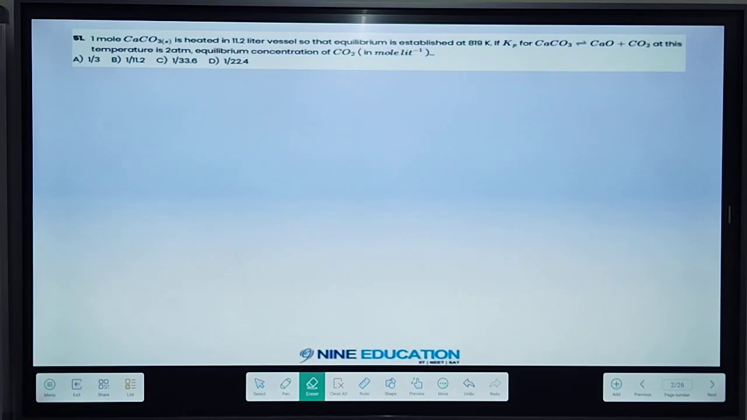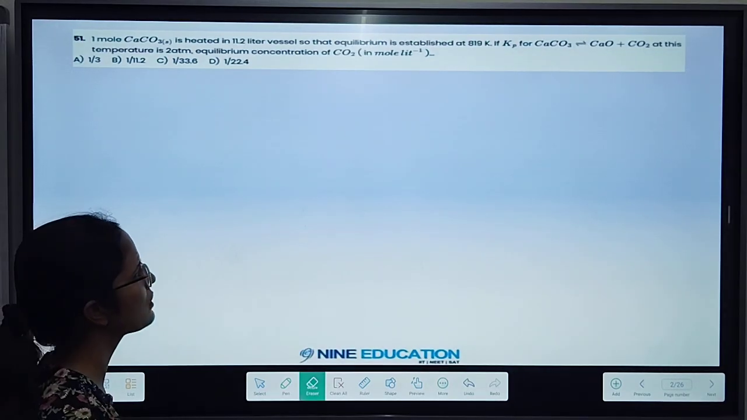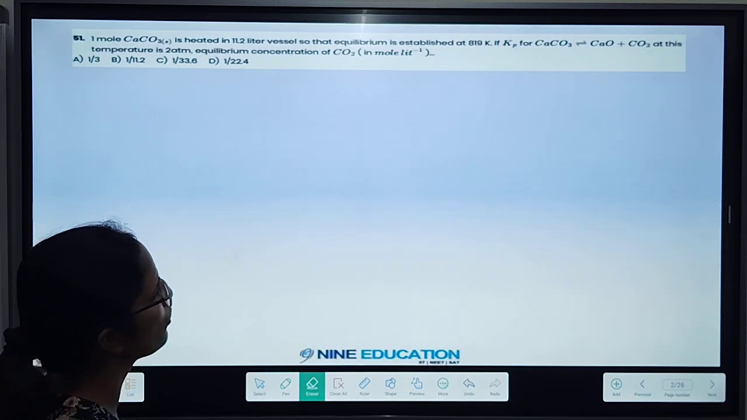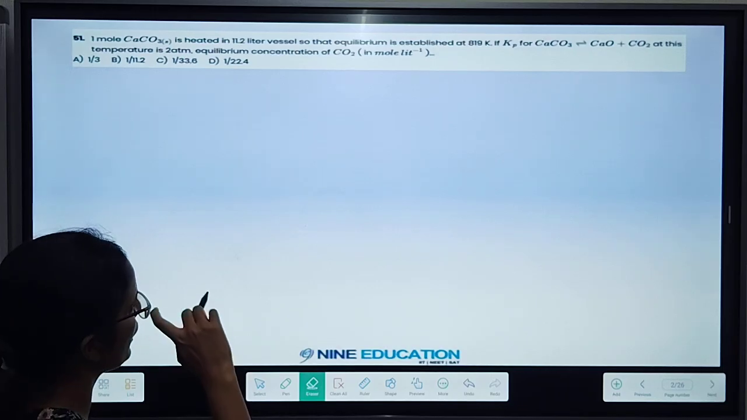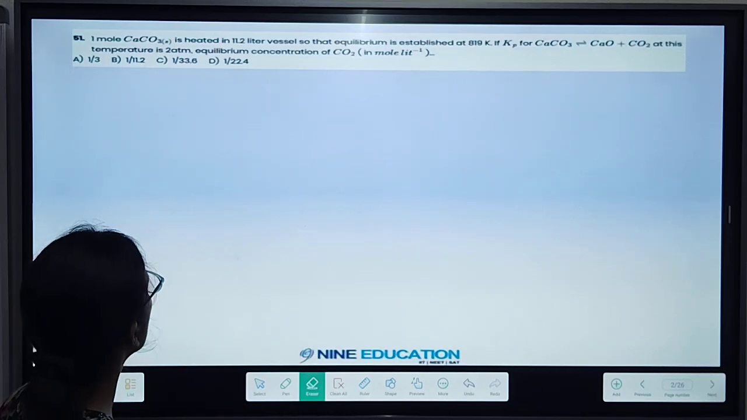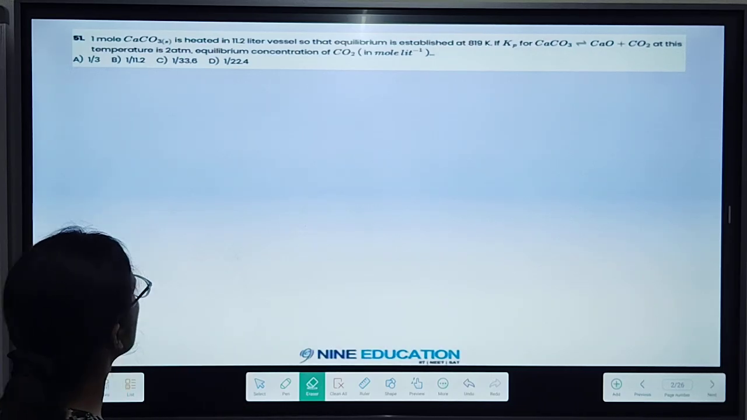Here the very first question we are having, question number 51. 1 mole CaCO3 is heated in 11.2 liter vessel so that equilibrium is established at 819 Kelvin. If Kp for CaCO3 giving us CaO plus CO2 at this temperature is 2 atm, the equilibrium concentration of CO2 in mole per liter will be. Okay, so we need to see what exactly they are giving.